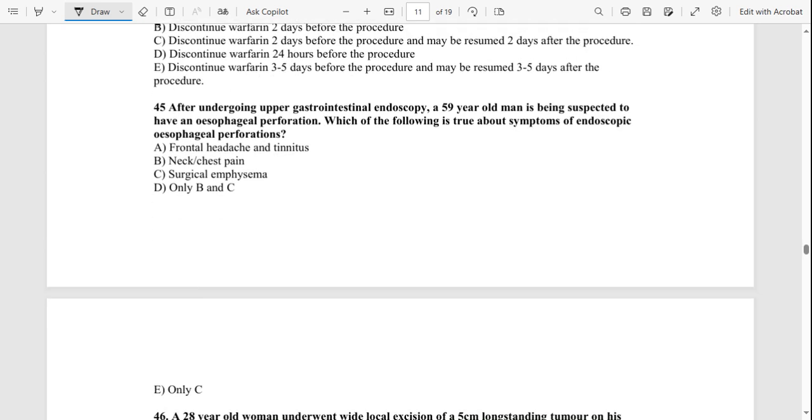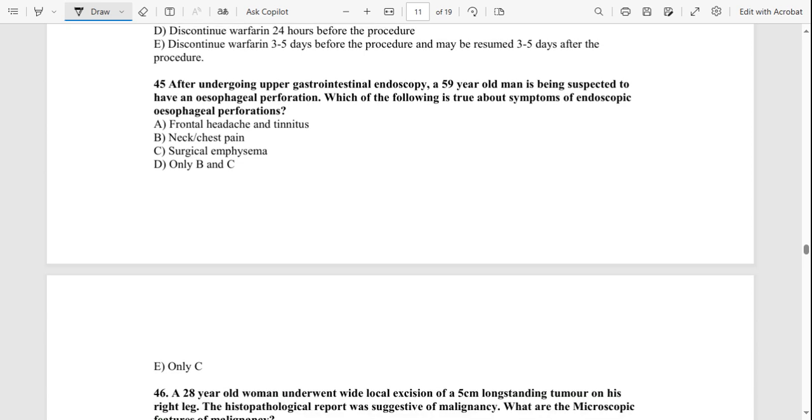Number 45. After undergoing upper GI endoscopy, a 59-year-old man is suspected to have esophageal perforation. Which of the following is true about symptoms of endoscopic esophageal perforation? Frontal headache and tinnitus, neck or chest pain, surgical emphysema, only B and C, only C.